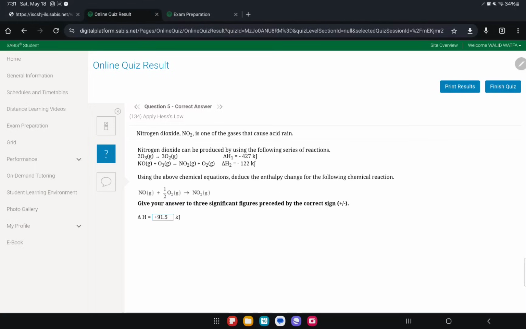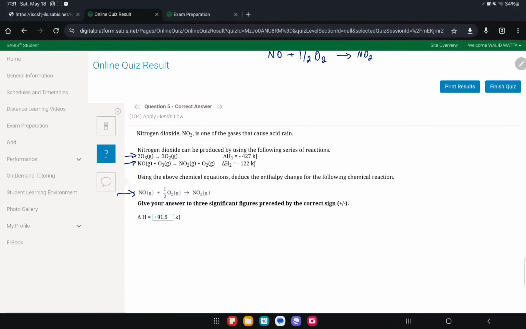Okay, this one also was in the AMS. They give us these two reactions, and then they want the final reaction. Find the enthalpy change. What's the first thing I always tell you guys to do? Write down your final reaction. So write down NO plus half O2 to produce NO2.